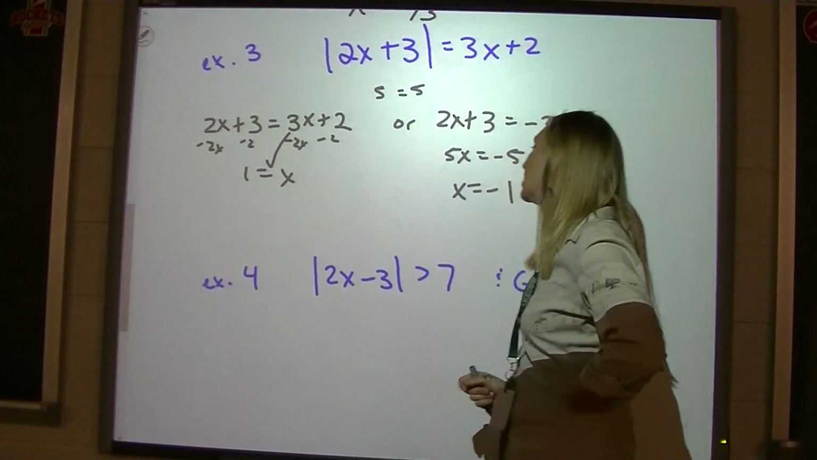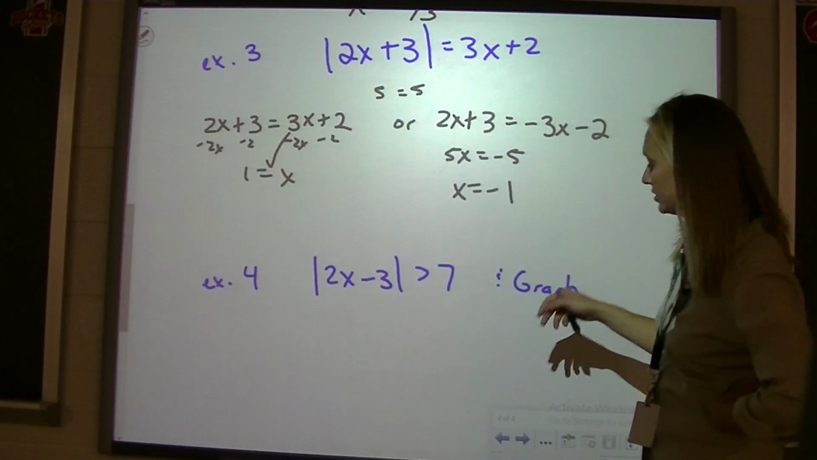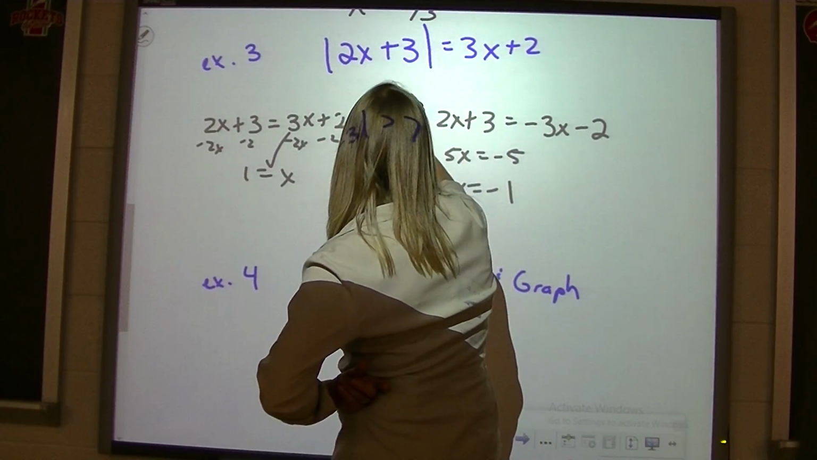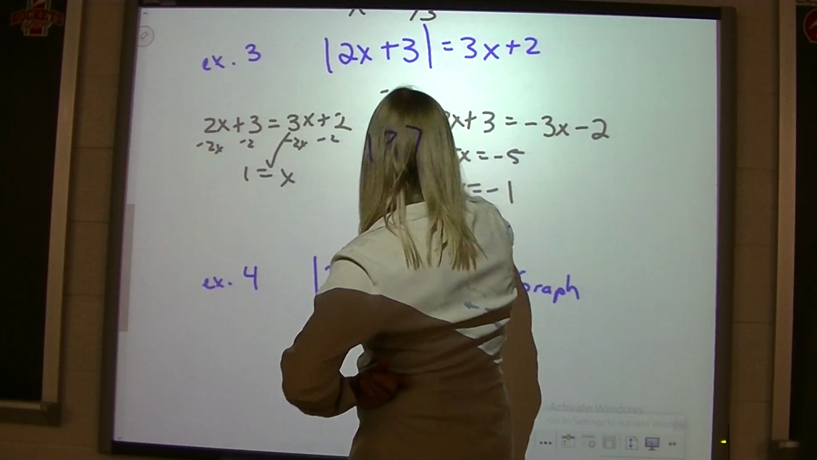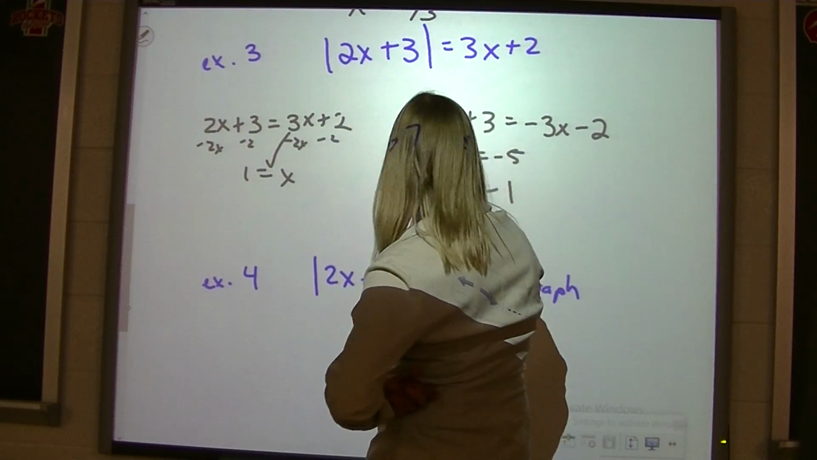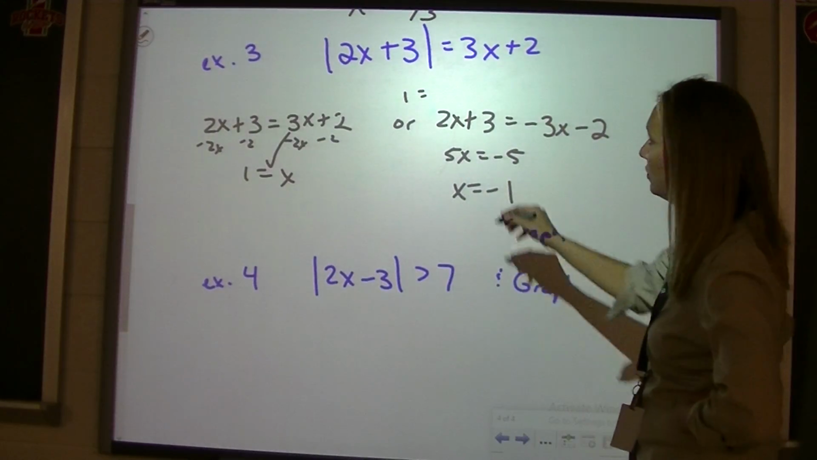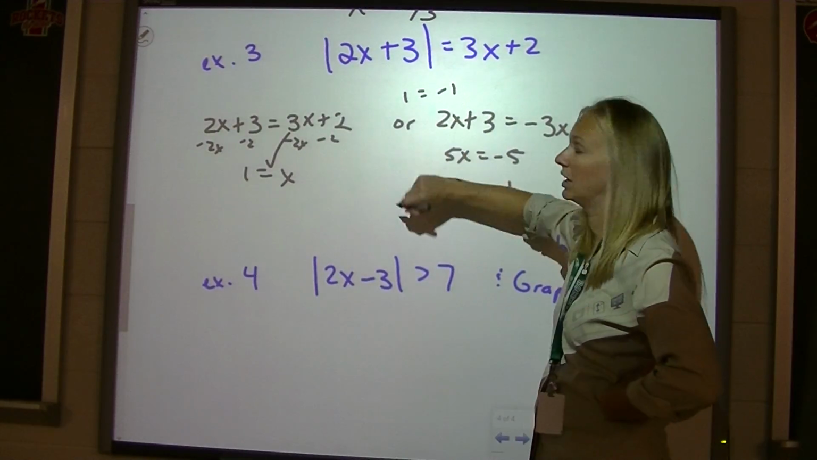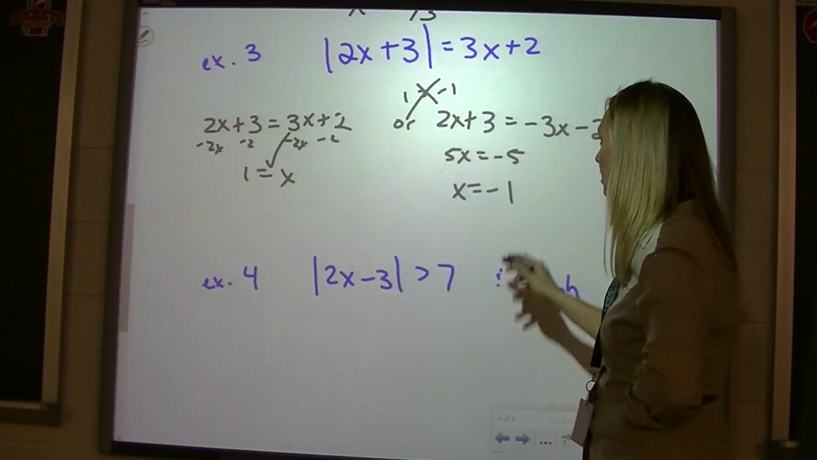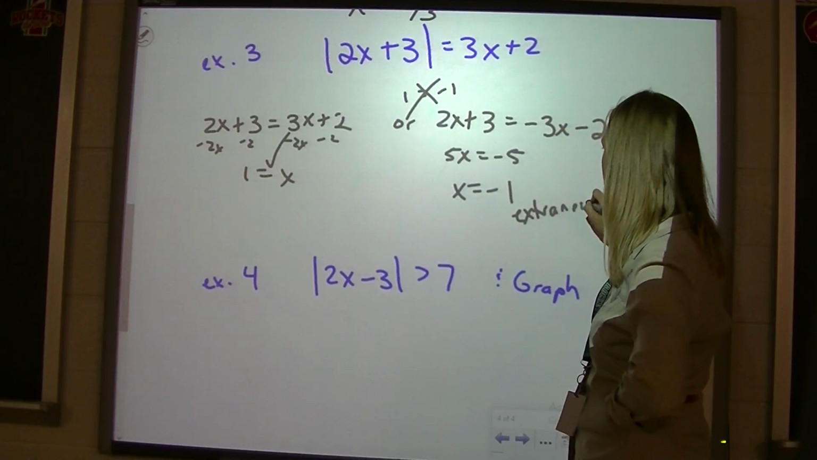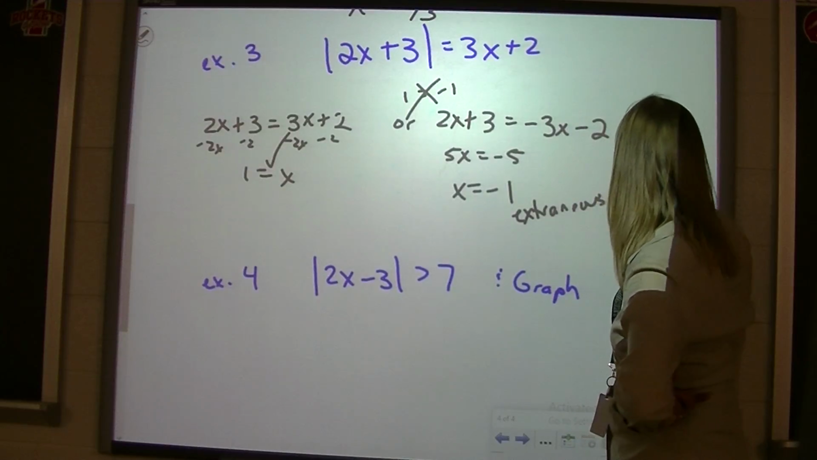Here, 2 times negative 1 is negative 2 plus 3 is negative 1. Absolute value of negative 1 is positive 1. 3 times negative 1 is negative 3 plus 2 is negative 1. 1 and negative 1 do not equal the same thing, so this is what is known as an extraneous solution.